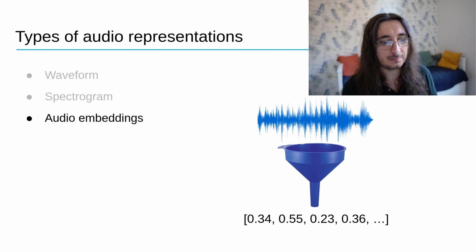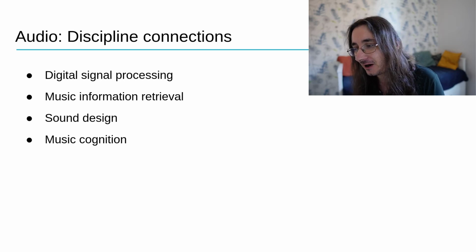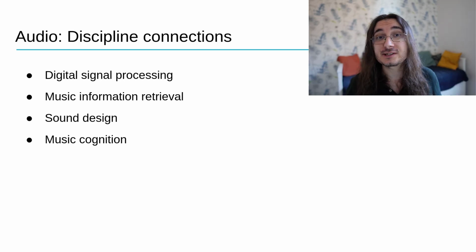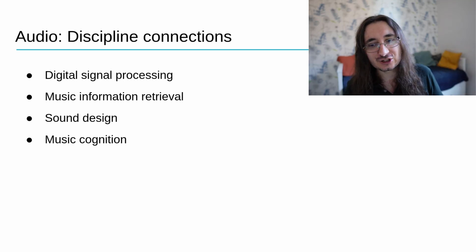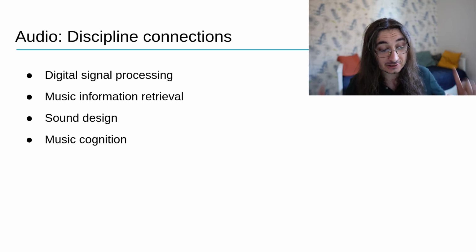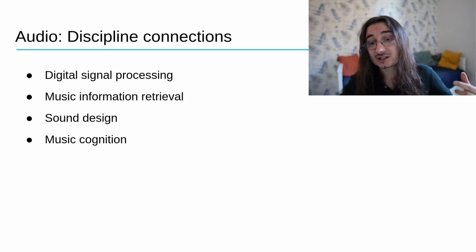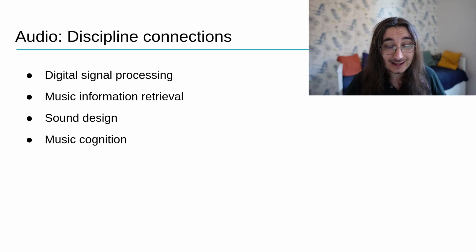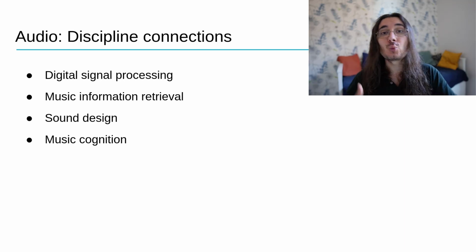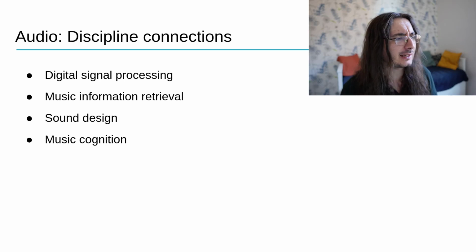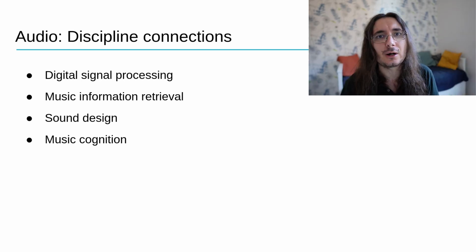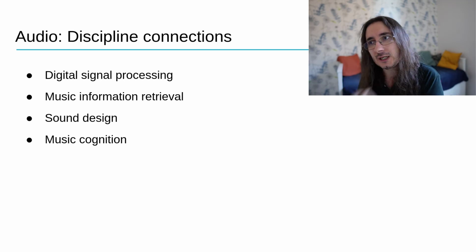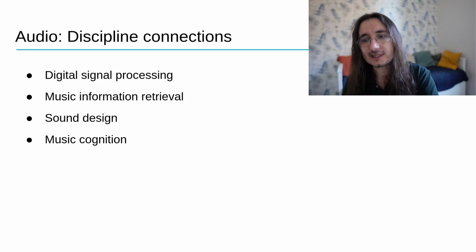There are several disciplines out there that are strictly connected to the audio representation of music. Digital signal processing is a clear case in point here. You need to have knowledge about audio DSP to deal with audio representation of music. Connected to DSP, you have music information retrieval. Of course, you can have symbolic tasks in MIR, but the overwhelming majority, at least today, lives within the audio representation of music. Then, of course, you use audio representation for sound design and also for music cognition if you really want to study how music affects the brain.